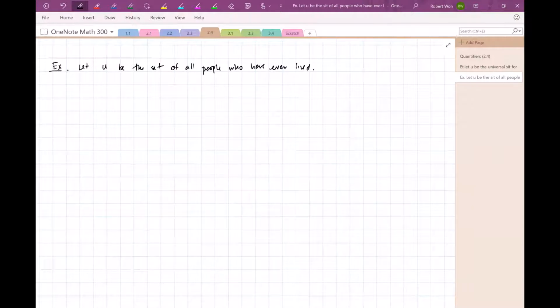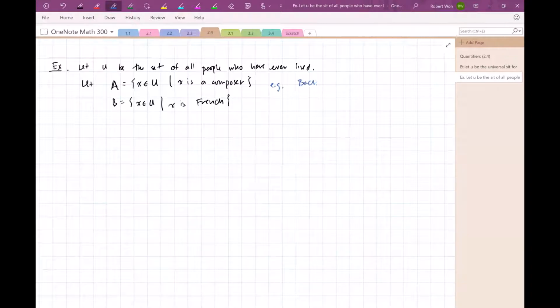And we're going to let A be the set defined as the set of all x in U such that x is a composer. And we'll let B be the set of all x in U such that x is French. Okay, so for example, Bach is in A, right? Because Bach is a person who lived and who is a composer. And maybe one of my favorite people, Joan of Arc, is in B.